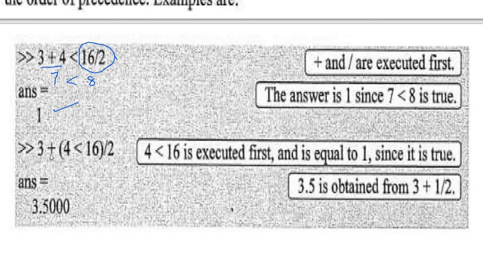Similarly, within the parentheses: 4 less than 16 is true, so the value is 1. Then 1 divided by 2 gives 0.5. The value having 3, so 3 plus 0.5 is 3.5. Like that, the expression is evaluated in all the places.